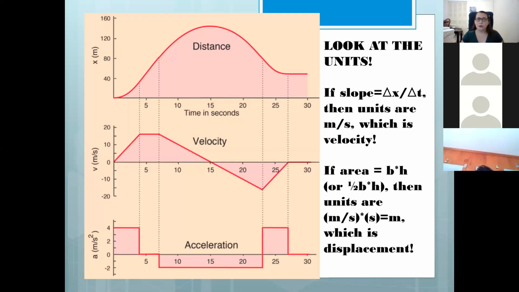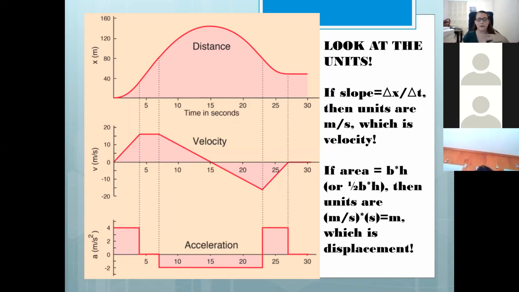But we can also, if we just take a look at the units of our graph, and this is why it's so important to know your units. We know the slope of a graph is the change in our y variable over the change in our x variable. So in this case, the change in position over change in time. Then the units would be change in x in meters, x is measured in meters, over change in time, which is measured in seconds. So that'd be meters over seconds, which gives us velocity.